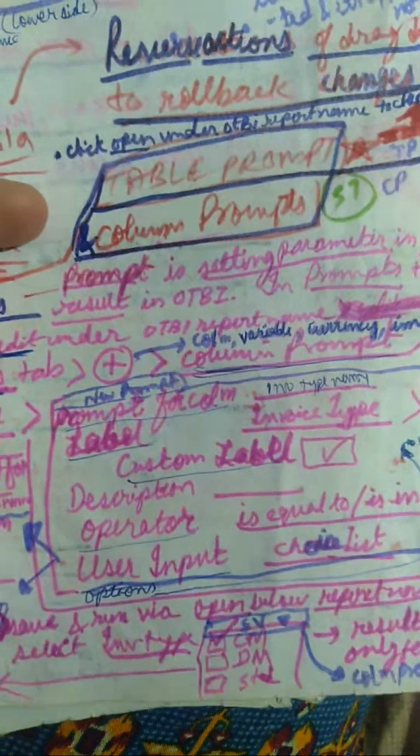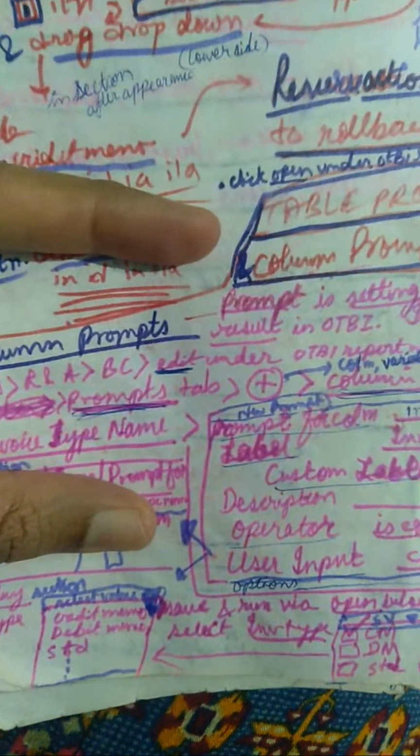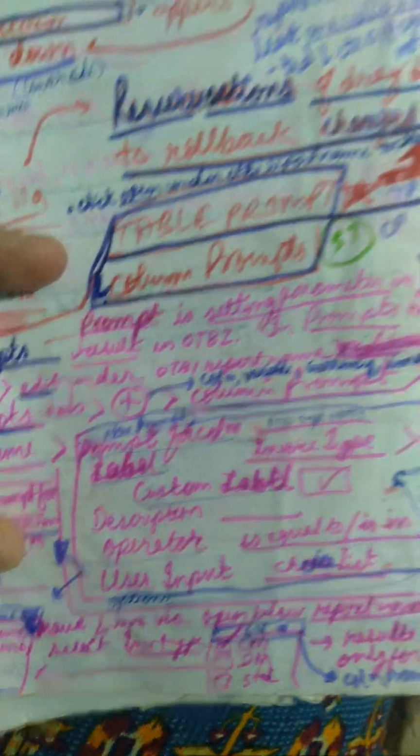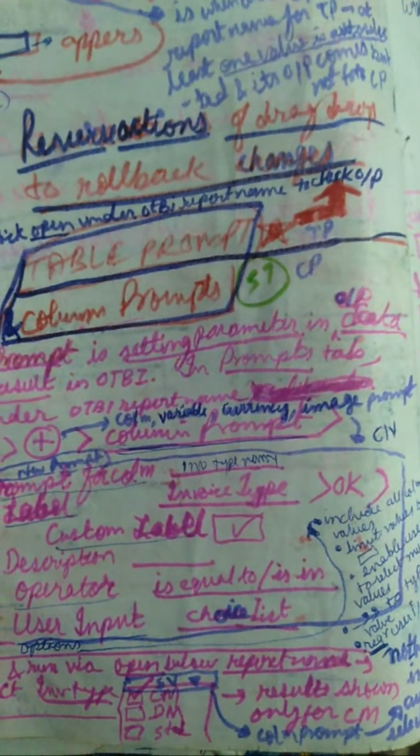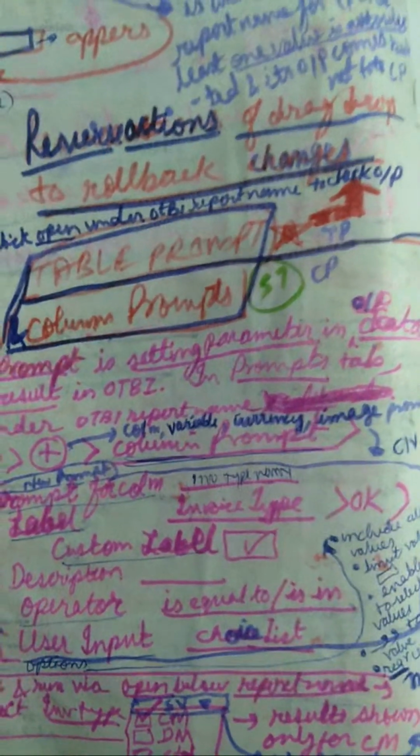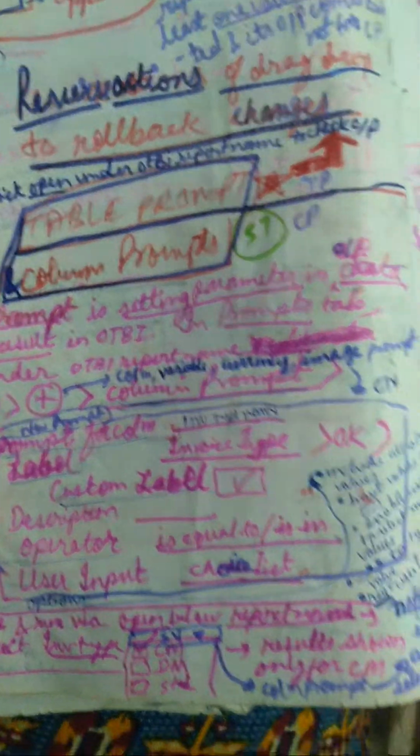And there were a few things that were missing. So when in the column prompt, when I click on the prompts tab plus, we have 4 options there: column, variable, currency, and image. These 4 options come, and among them we can select the column prompt for creating the column prompt.